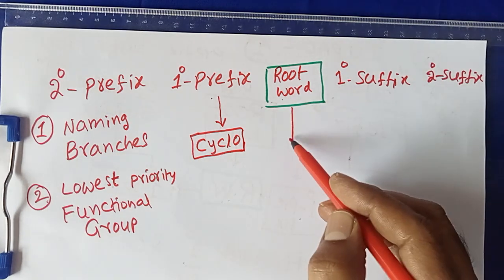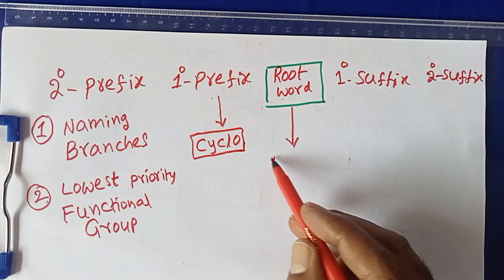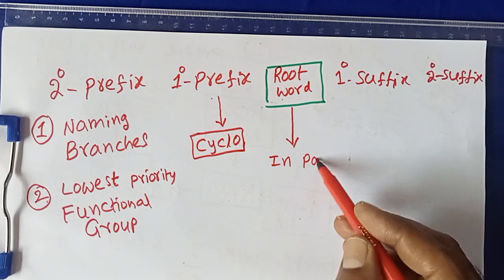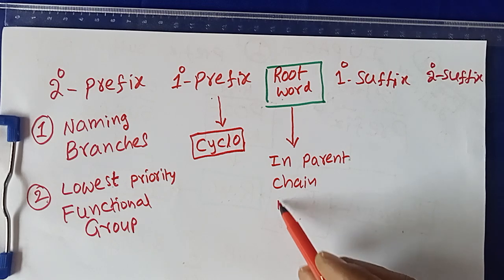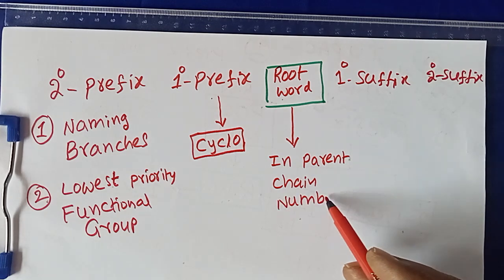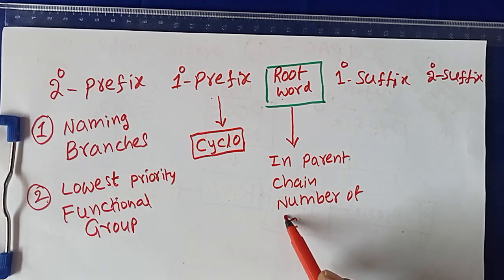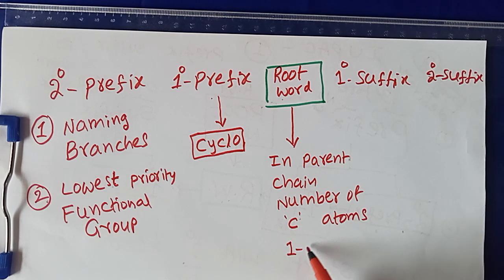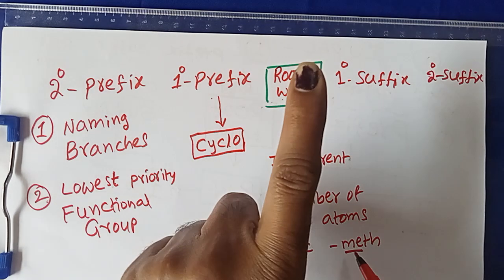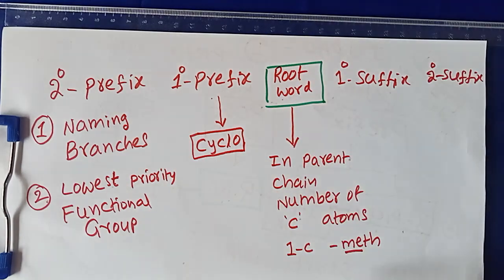Next, root word means, in the parent chain, it depends on the number of carbon atoms. Here I will give the example. If one carbon atom, it is very easy. The root word is meth, M-E-T-H. Me means one, like me in English, me means only one person. Me, one person. Th added.